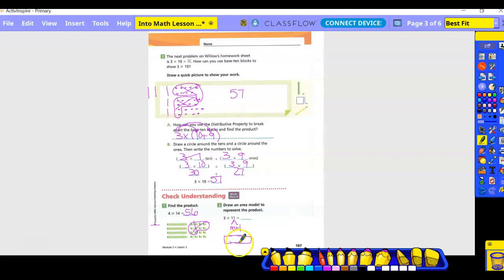I need to break it into 2 pieces. And we said this one was going to be 10 and this one was going to be 1. And then we're multiplying both of those times 3. Okay, so 3 times 10 is what? 30. 3 times 1 is 3. So my answer is 33.